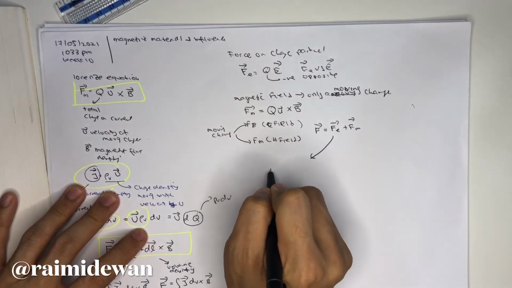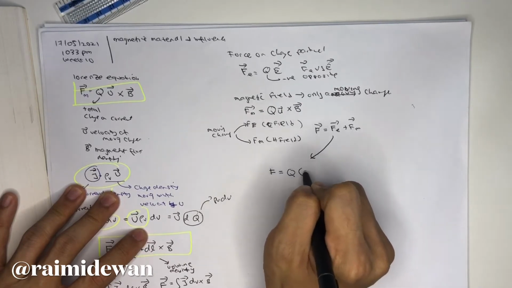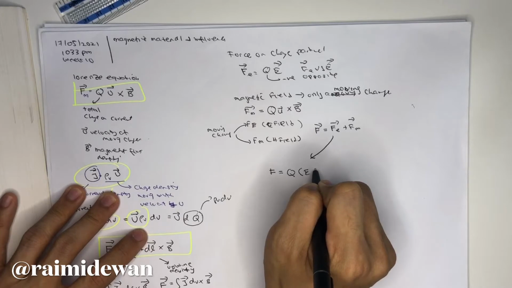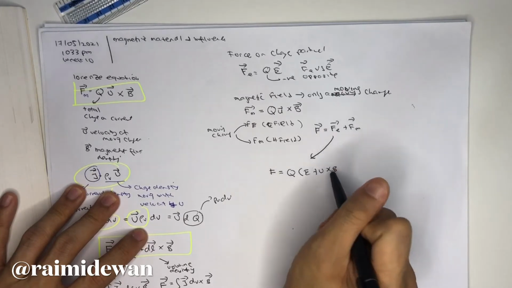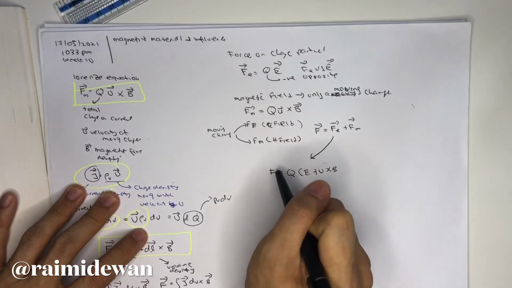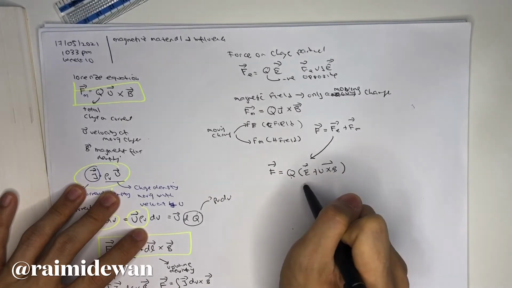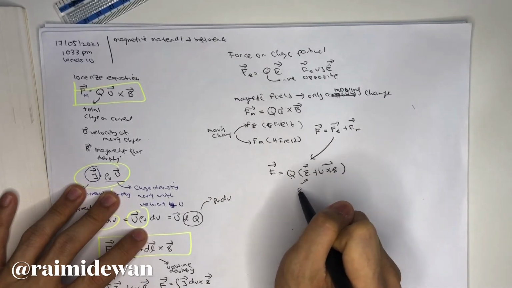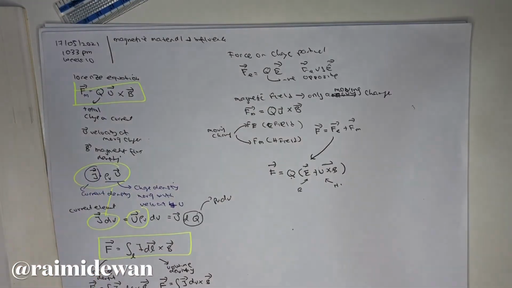So you will have F equals to QE plus U cross B, okay. U cross B is coming from where? Coming from here, okay. Then we factorize the Q outside, okay. Then we have this and this, okay. So this one is taken by your electric and this one is coming from your magnetic, okay.